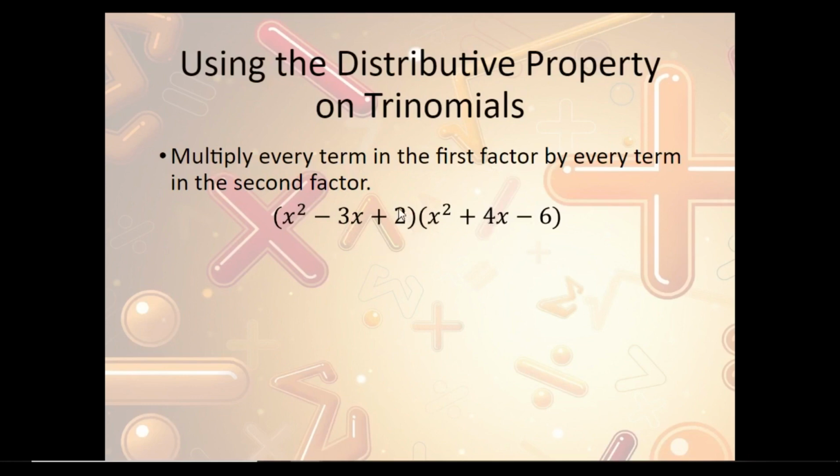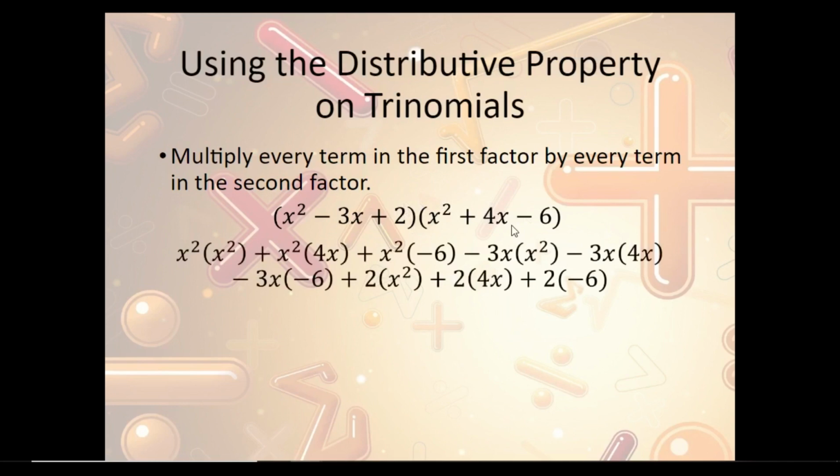And then we do it with the 2. 2 times x squared, 2 times 4x, 2 times negative 6. This looks like a lot of stuff, but once we combine like terms, it shouldn't be so bad. So we get x squared times x squared is x to the 4th.